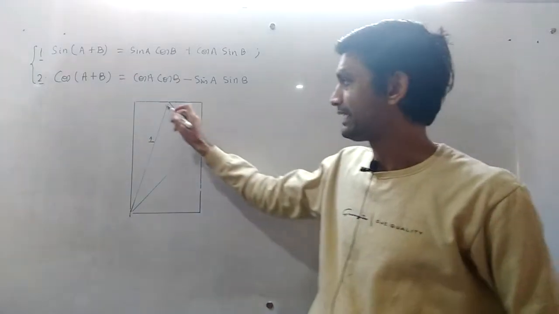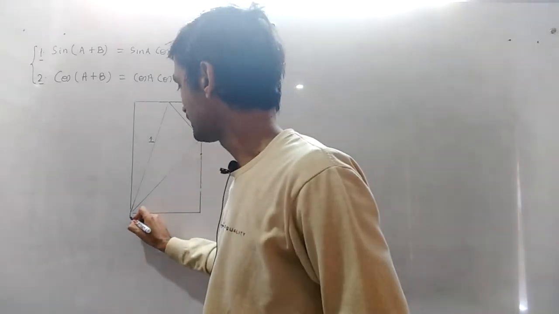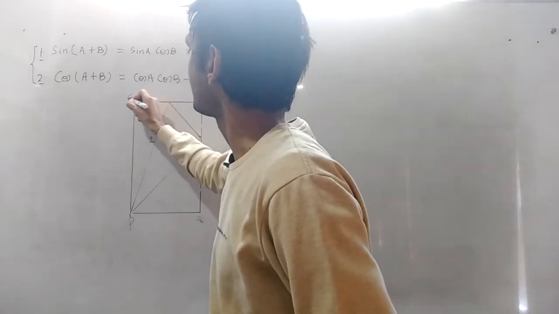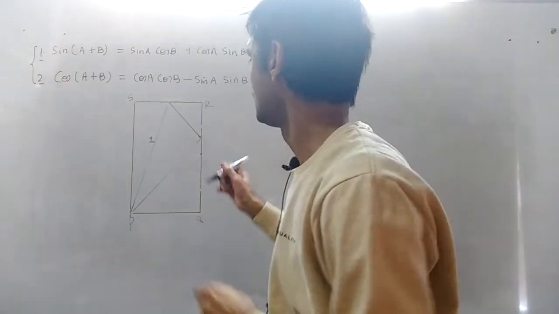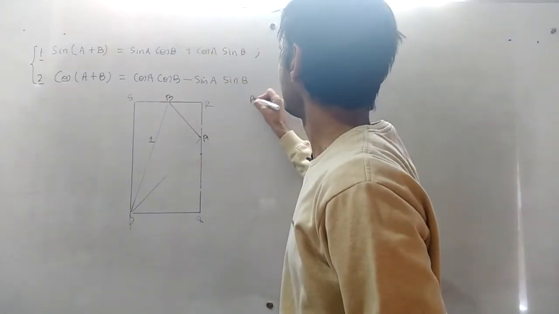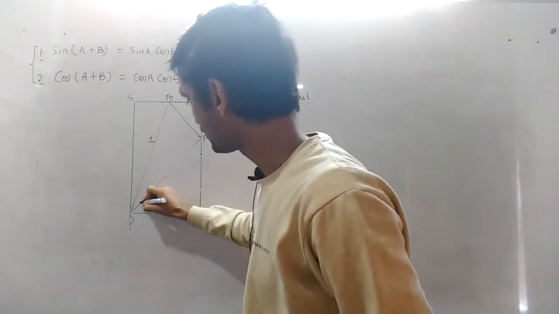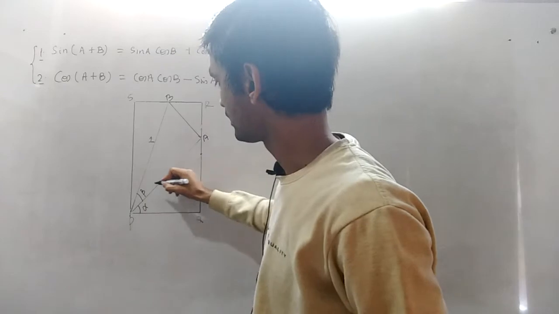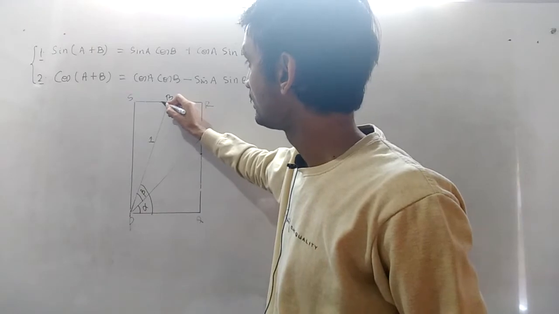Using this rectangle, we can derive it very easily. Name the rectangle: this one is P, this one is Q, this one is R, and this one is S. Put the names A and B here, and PA is equal to 1 unit. This angle is alpha, and this angle is beta. This complete angle is alpha plus beta.